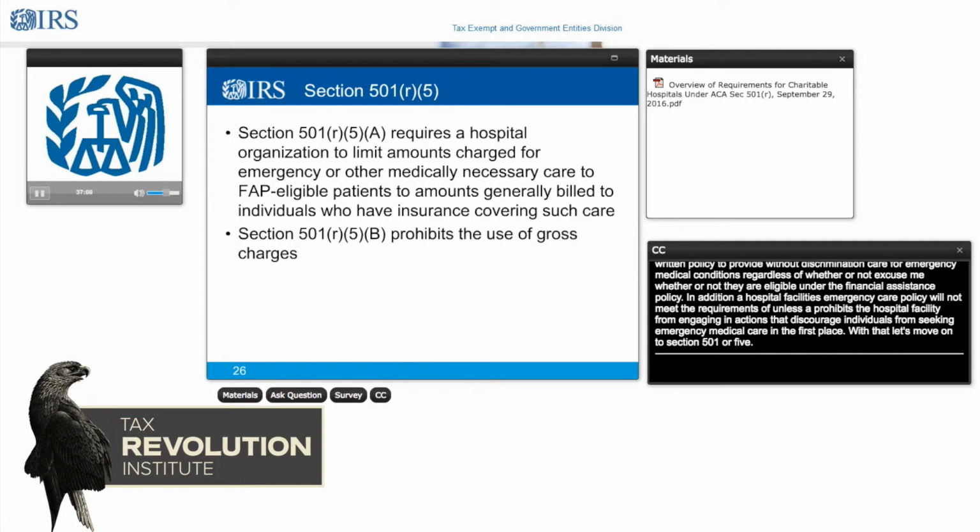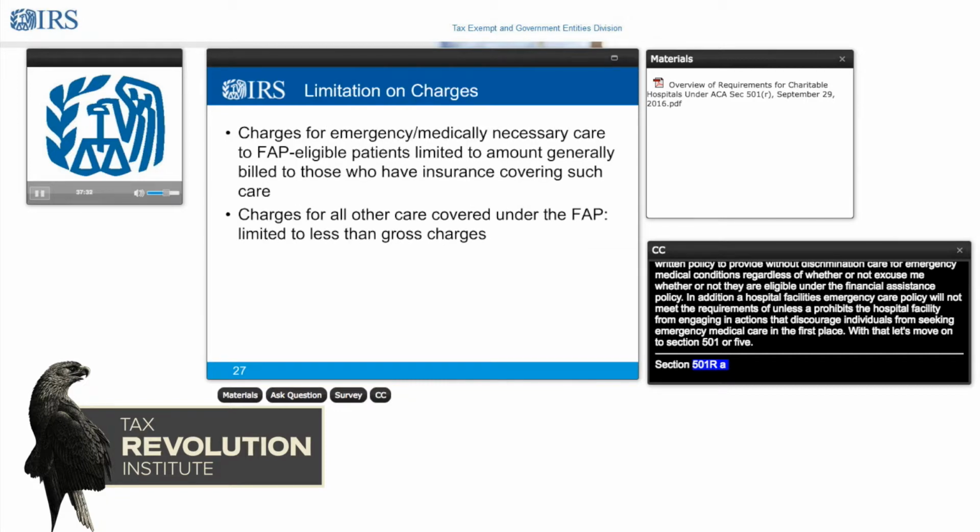Section 501(r)(5)(A) requires a hospital organization to limit amounts charged for emergency or other medically necessary care that is provided to individuals eligible for assistance under the organization's FAP to not more than the amounts generally billed to individuals who have insurance covering the same kind of care. Section 501(r)(5)(B) generally prohibits the use of gross charges.